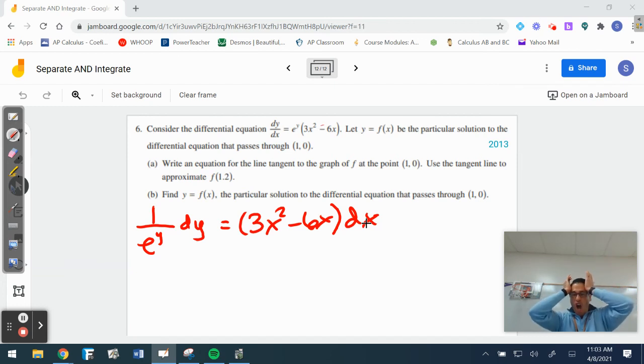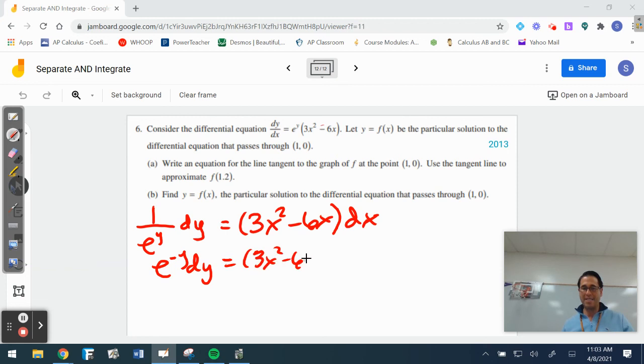No! No! I hope you guys hit pause and see if you guys would have done it. I should have said it first, gosh darn it. But I really hope you guys didn't do a natural log if you did hit pause. And I'm hoping you guys are hitting pause so you can get better and better. But that's just e to the negative y dy, right? Equals 3x squared minus 6x dx.